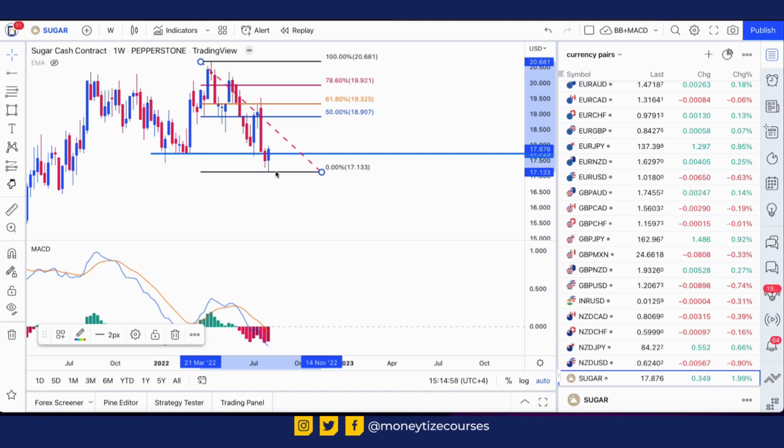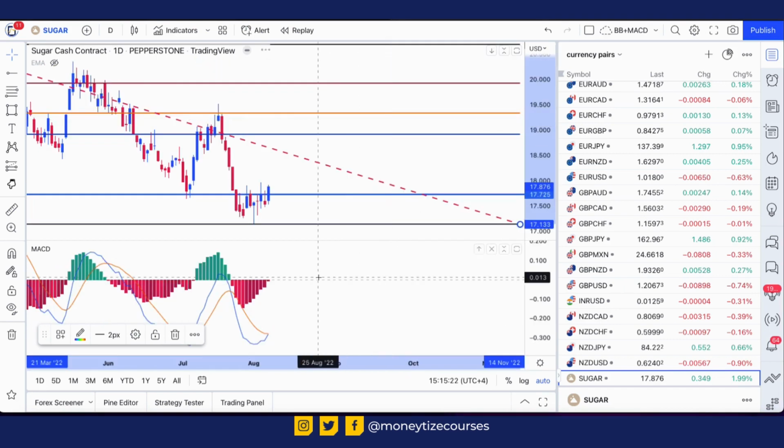towards 50 to 61 and then continuation lower, or a pullback towards 61 to 78 and then continuation lower. So this is the plan on medium term to long term basis. Now what's the plan as per the lower time frames?